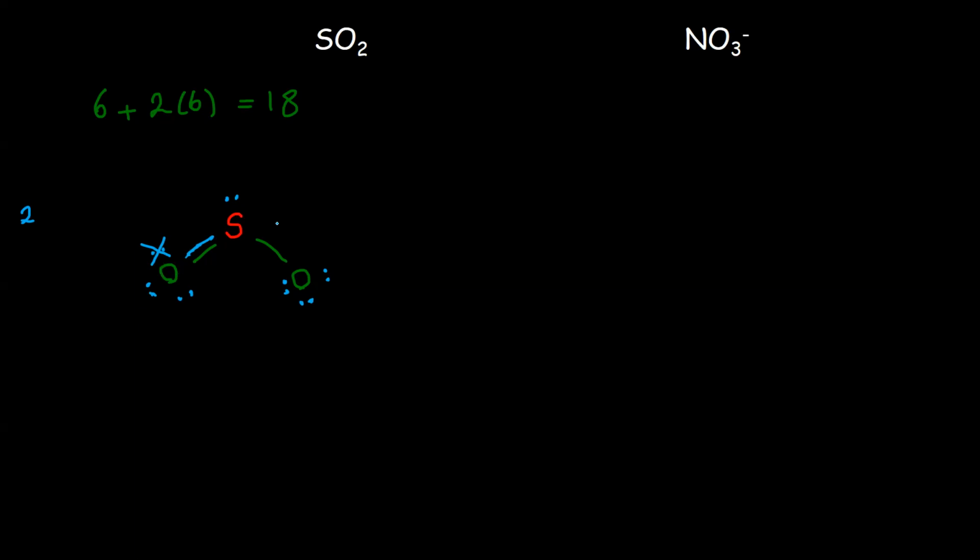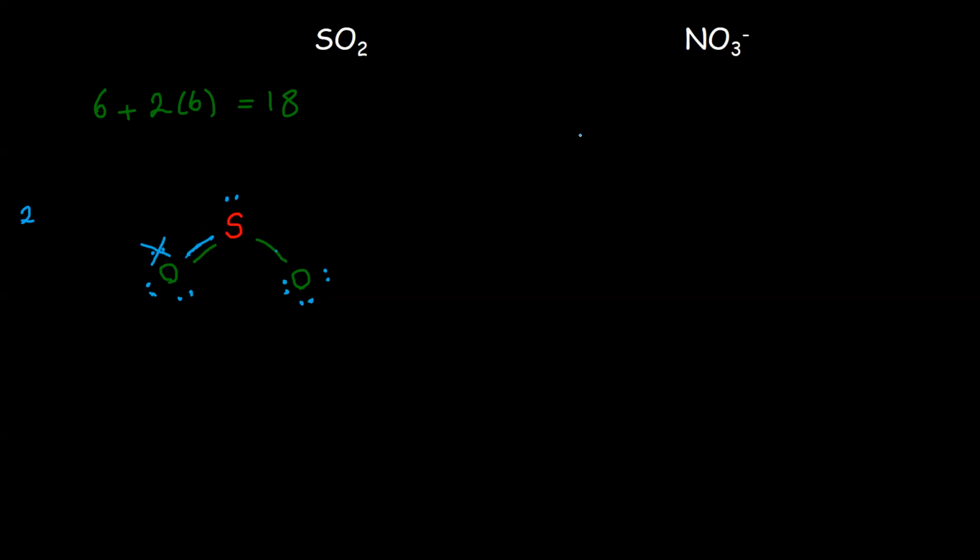So right now, I check if all atoms have their outermost shell full of electrons. 2, 4, 6, 8. Oxygen has 8 electrons. This oxygen, 2, 4, 6, 8, 8 electrons. And sulfur, 2, 4, 6, and 8. So all of them have 8 electrons. And it doesn't matter if you choose this oxygen to have the double bond with sulfur or this oxygen. They are the same. So let's go through one more example here, NO3 minus.